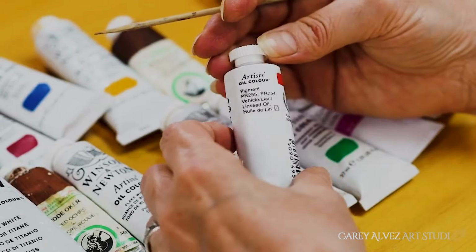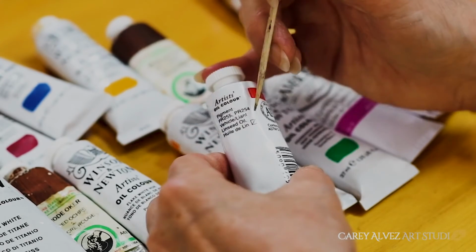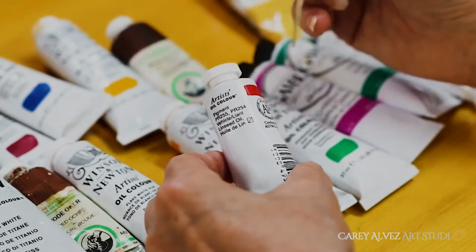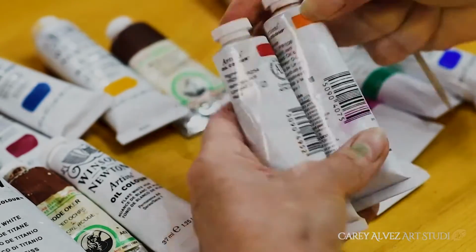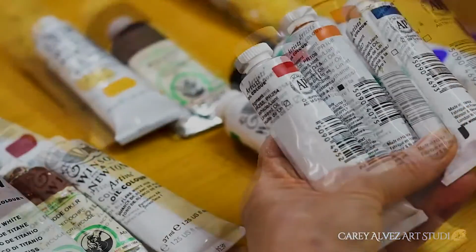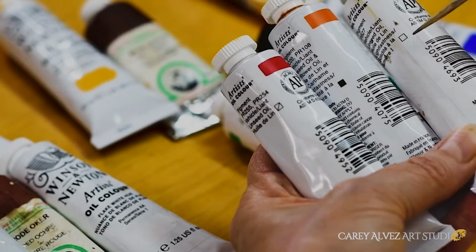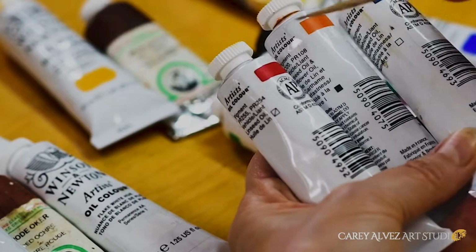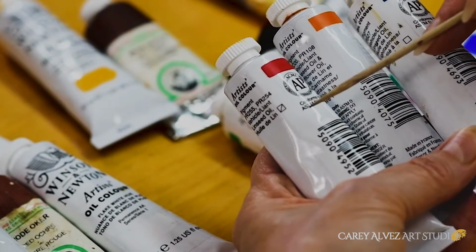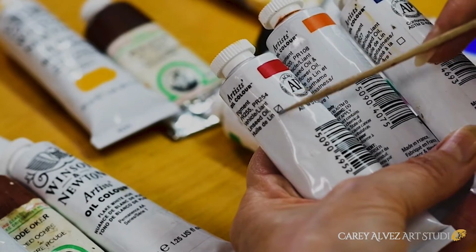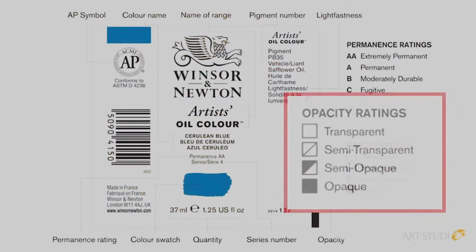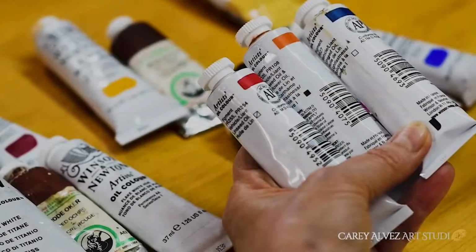One of the things it talks about is that it's either transparent, opaque, or semi-transparent. I'm going to show you a number of different tubes here, and you'll see that all three of them have a different square. This one has a square with a line through it, this one has a solid square, and this one has an open square. What that means is the opacity or the transparency of the paint. If it's got a line through the middle of it, it means it's semi-transparent. If it's got a black square, it means it's opaque. And if it's got a white square, it means it's transparent. That's the nature of the paint.